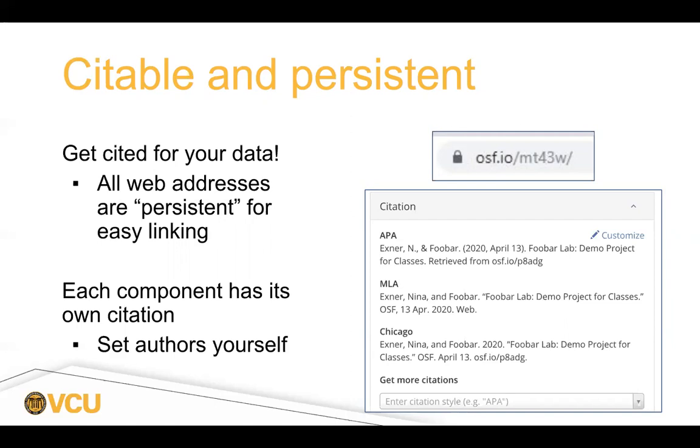But then maybe you write one article with your advisor as part of your dissertation research, and you put that in its own component, and you could set a citation in that that does have your advisor as an author. So you can really control the citations in the different sections, how they would appear when people put that in their references to help build your reputation.